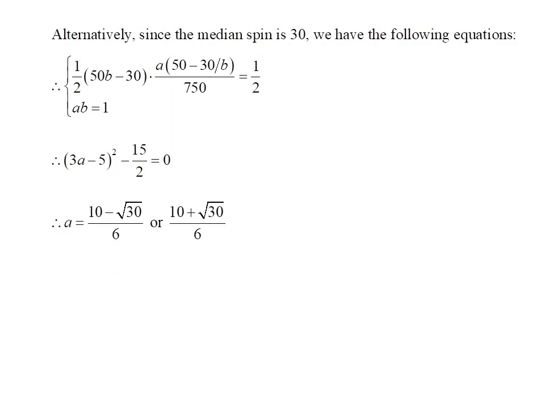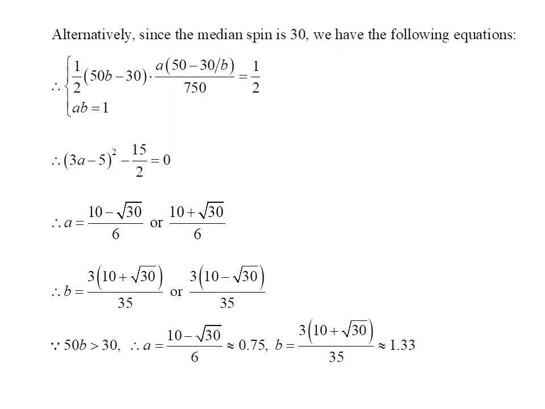Solving this equation gives a either (10 minus square root of 30) all over 6, or (10 plus square root of 30) all over 6. Accordingly, b equals 3 times (10 plus square root of 30) over 35, or 3 times (10 minus square root of 30) over 35. Since 50b must be greater than 30, a equals 0.75 and b equals 1.33.